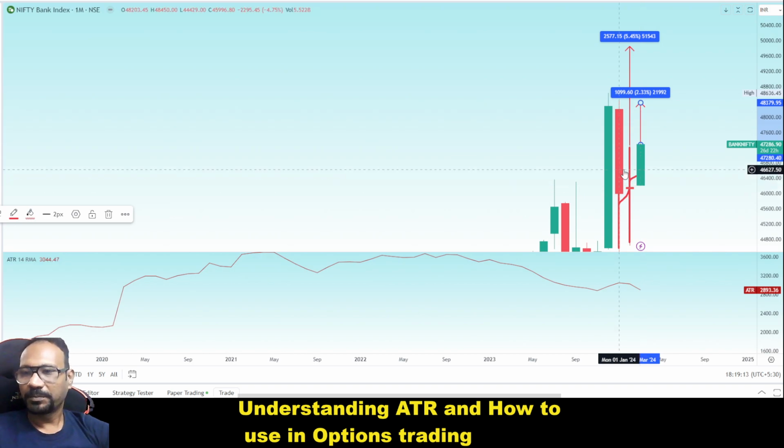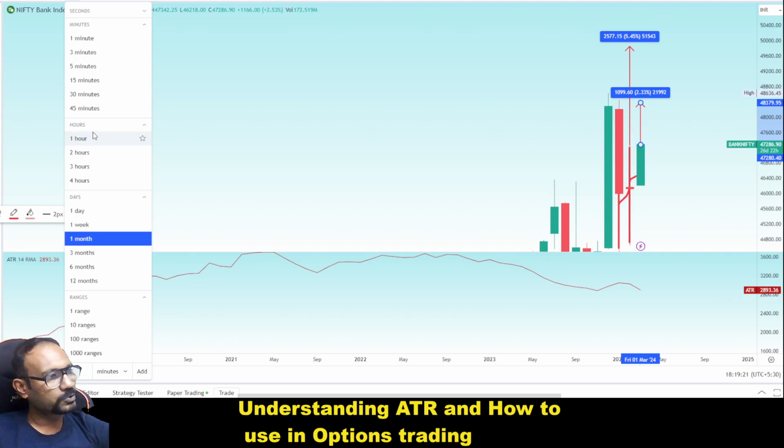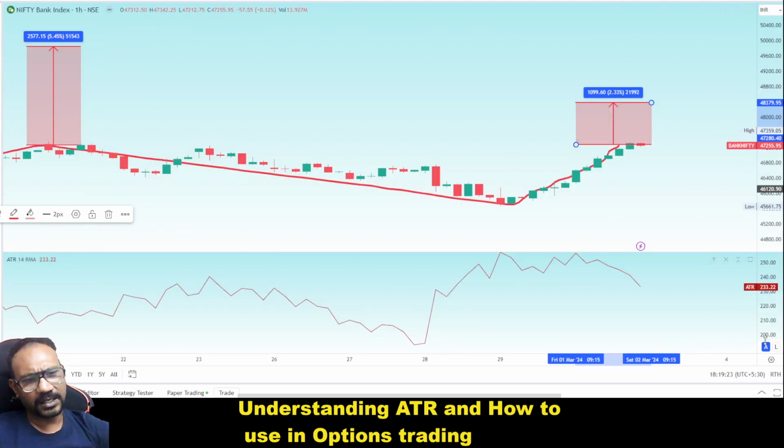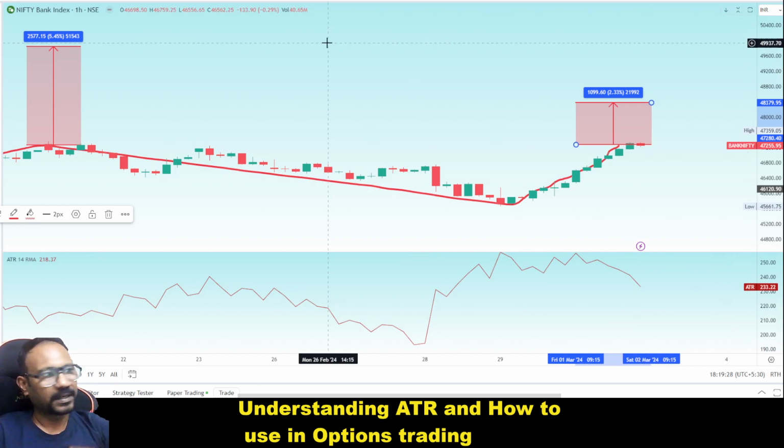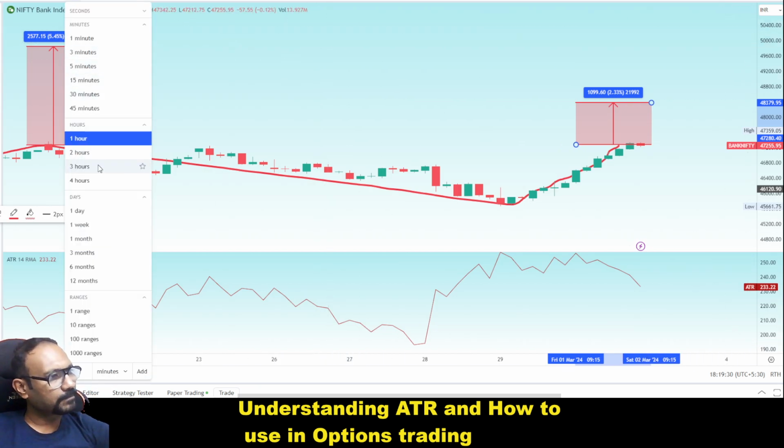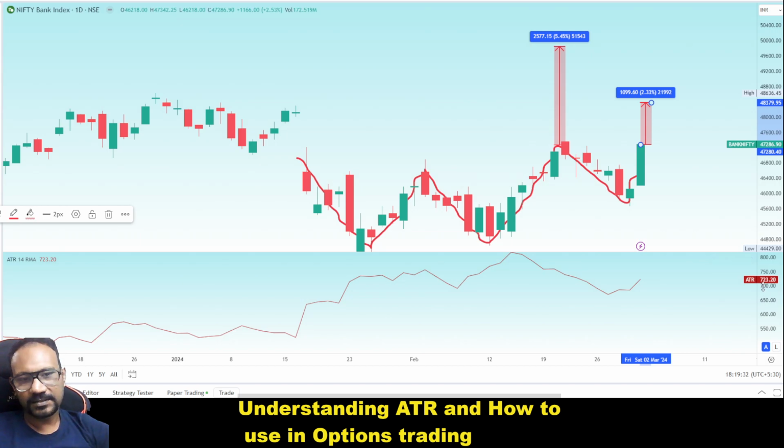Basically, as an option buyer, you should choose a smaller time frame and then see what the average range is. For example, for option buyers, I would say use the ATR of maximum 1 day, right? So the ATR of 1 day will help us understand that 720 points of move is possible.